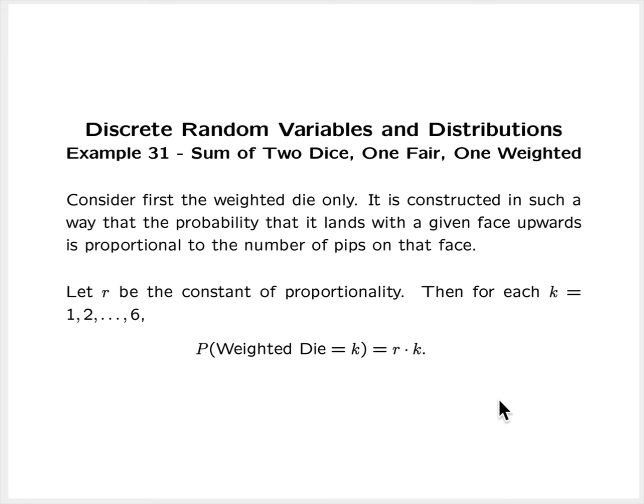This is what it means for the probability of a given face showing to be proportional to the number of pips on that face. Now we can use this to find the proportionality constant R.